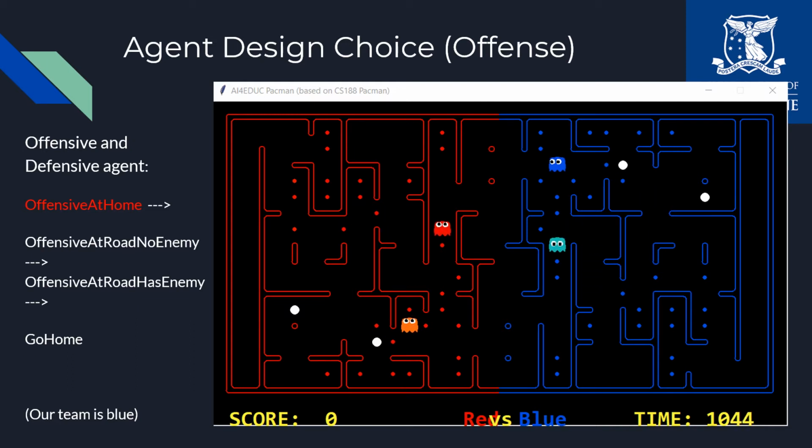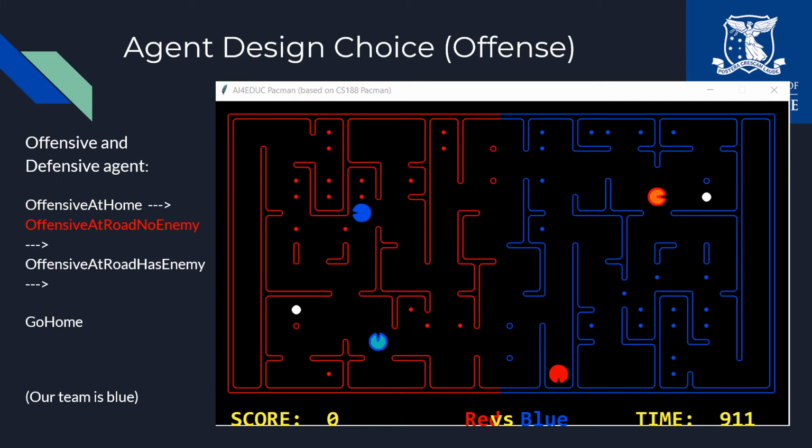At the start of the game, both agents are in offense mode according to the game theory we discussed above. Two agents use the same offensive at home heuristic, except two agents will go up and down separately to increase the attacking efficiency and avoid being discouraged from passing the midline at the same position. After passing the midline, the agent could have 2 modes. If the agent does not find any enemy around, it will try to eat as much food as it can using offensive arrow not enemy heuristic.